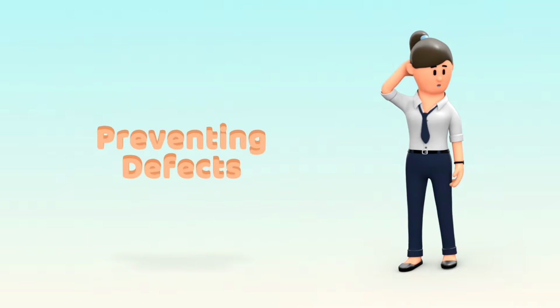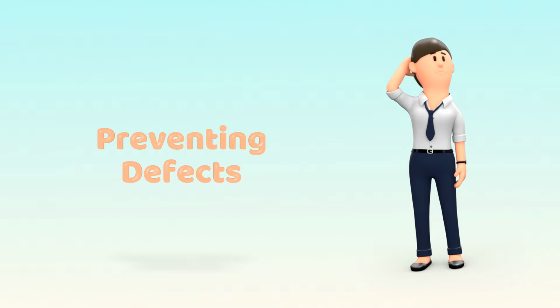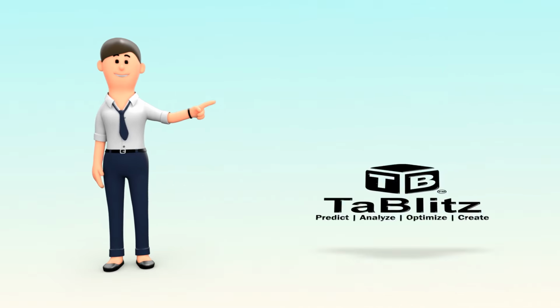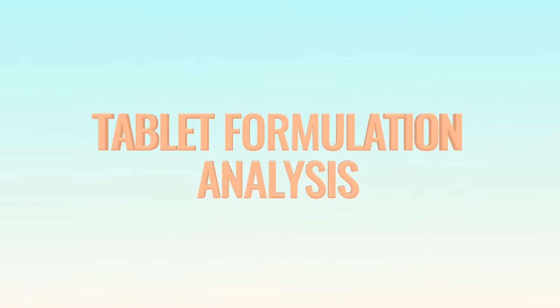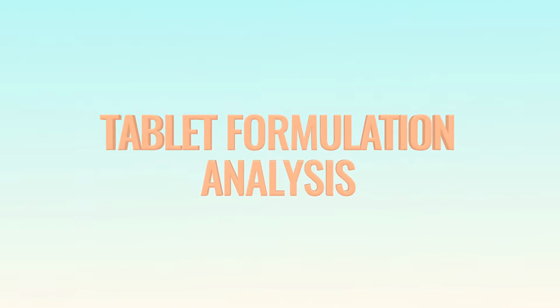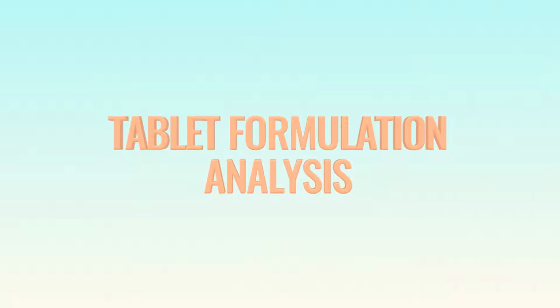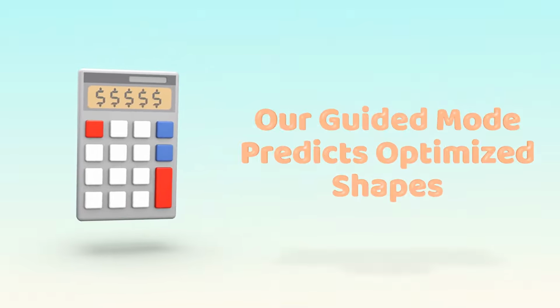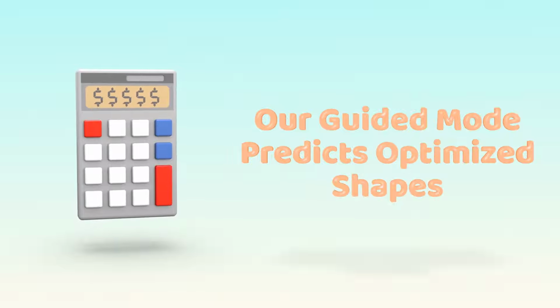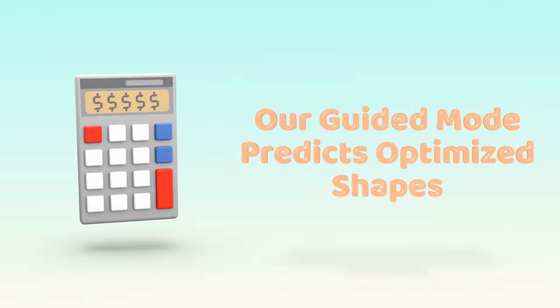So, how do we predict these problems before they occur? Enter TaBlitz, the all-in-one platform revolutionizing tablet design with AI, digitalization, and collaboration. TaBlitz formulation analysis can predict and identify powder performance issues from early stages through scale-up. Guided mode then predicts optimized shapes and sizes, adjusting for powder variations before production starts.